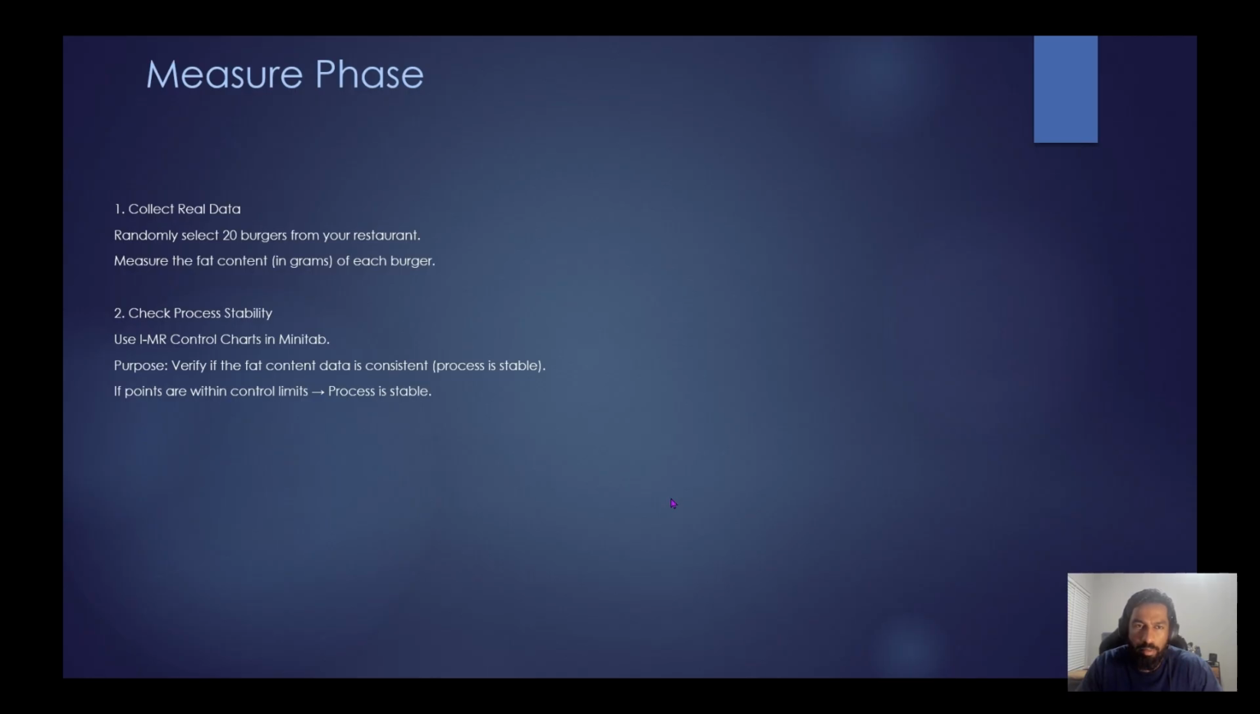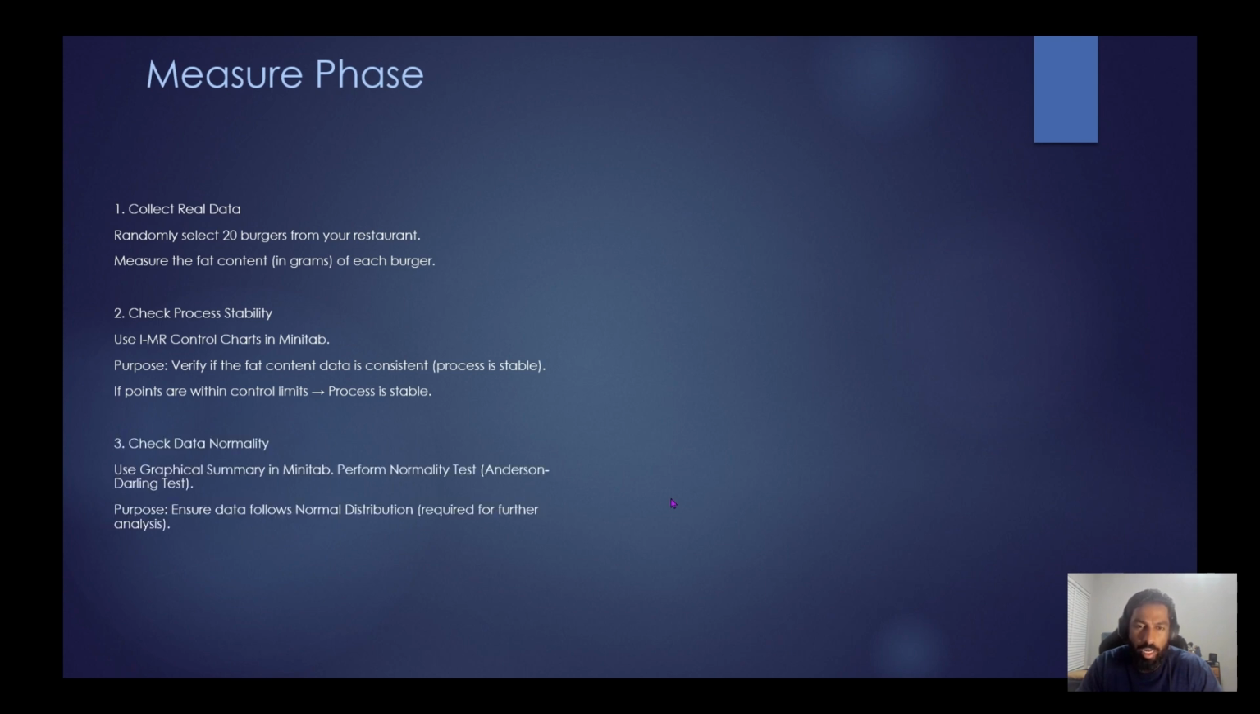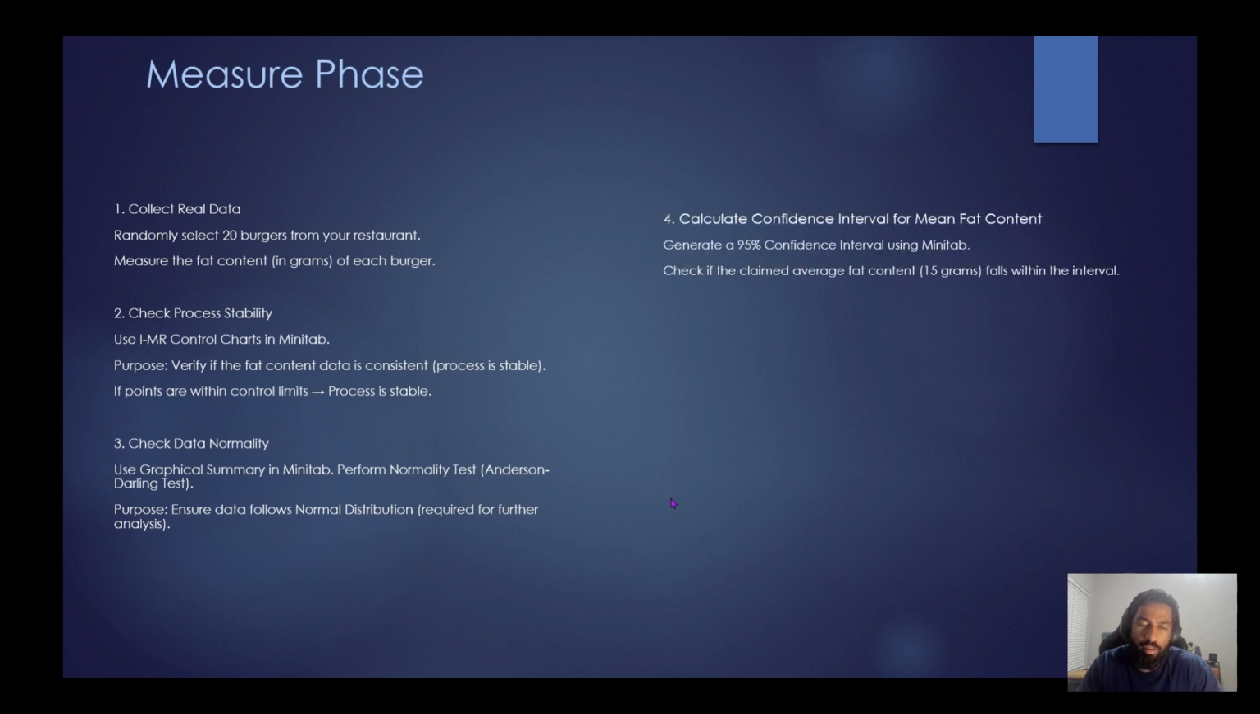So our next step in this measure phase is going to be to check if the data we've collected is normal or falls under a normal distribution. And then also check if the confidence interval for the population mean fat content at least has 15 grams in it or not. If 15 grams is not even within the confidence interval for the population mean, then we know that we are way off in terms of what we claim and what we actually produce.